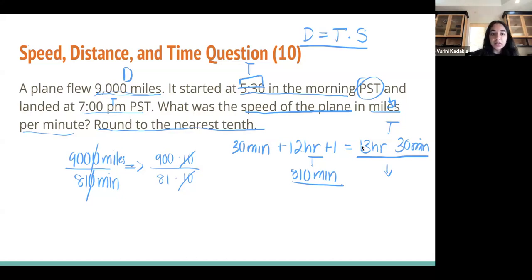We know that 9,000 miles is going to be our distance. And we know that our time is going to be the difference between 5:30 in the morning and 7 p.m. at night. We found that this difference is equal to 13 hours and 30 minutes. But we want to convert it all to minutes. So we get 13 times 60 plus 30 minutes, which gives us 810 minutes. Does that part make sense?